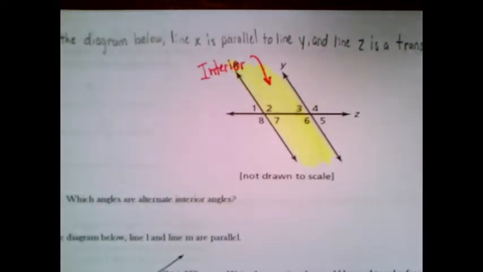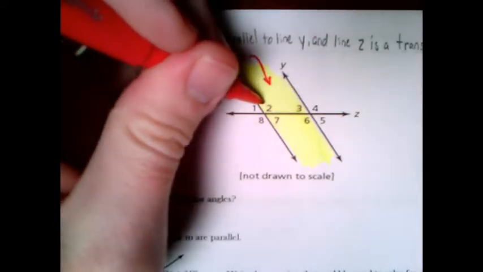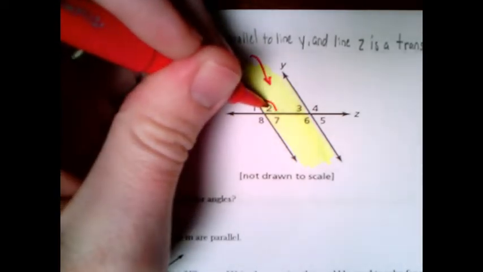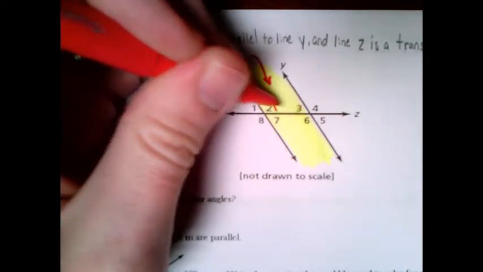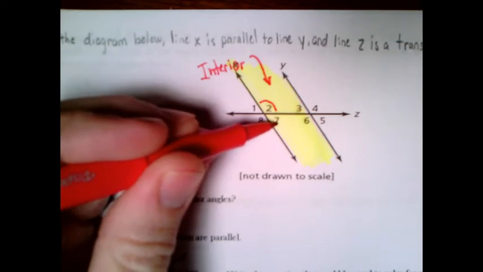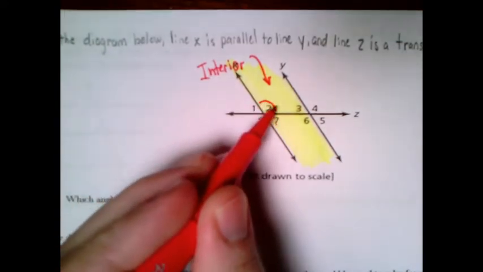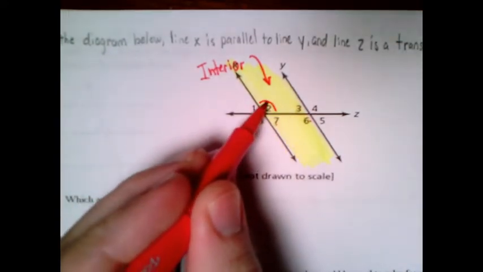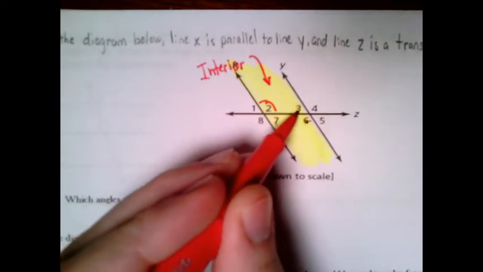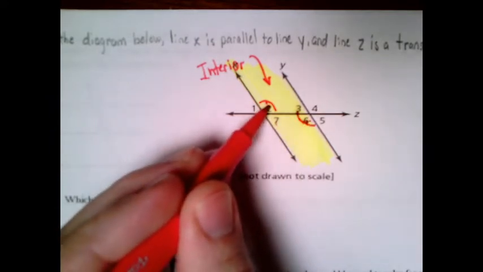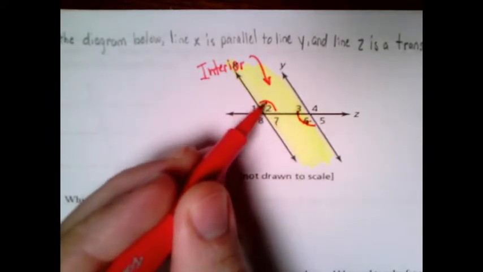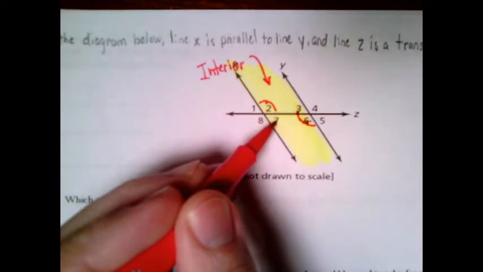Those are the interior. All of those: 2, 6, 3, 7. I just said the answer. But those are all on the inside. And alternate means that I'm on this line and I alternate. So this is same side interior. These are supplementary, but these are alternate because one's on one side, one's on the other side. If I went this is on one side and that's on the other side, that's supplementary. So that cannot be alternate interior.